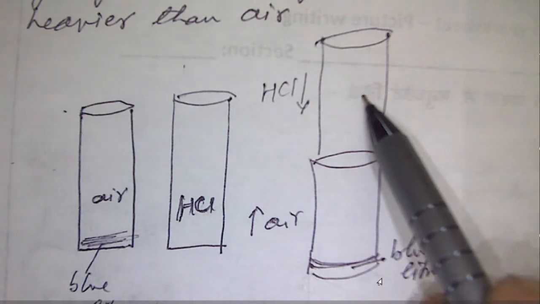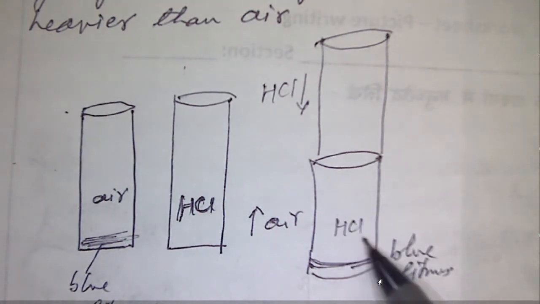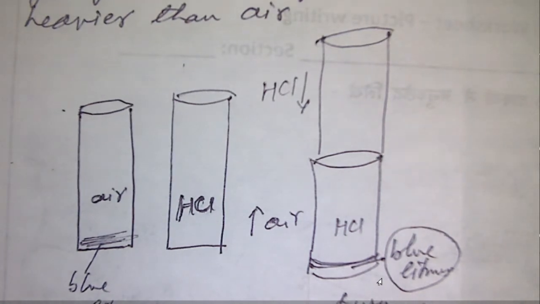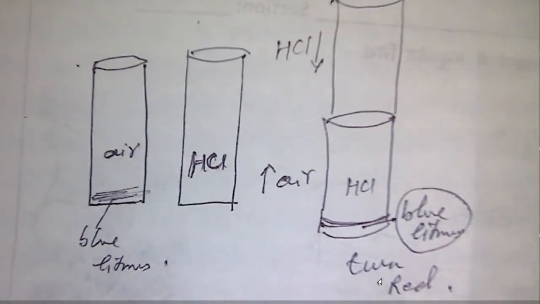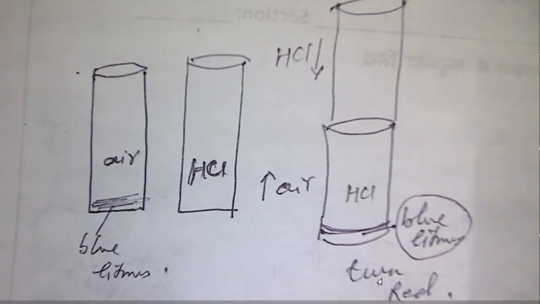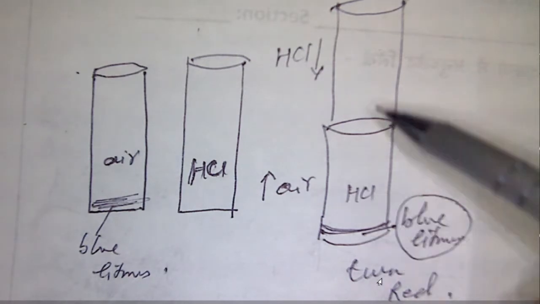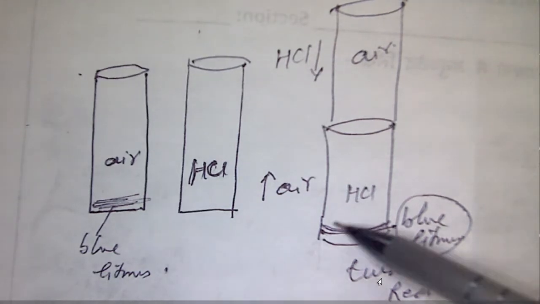So when this happens, what will happen? You'll see slowly at the end, this whole thing will be filled with HCl. That means this blue litmus turns red. Blue litmus turns red. So what does that mean? That means HCl which we had taken here has slowly moved and it has filled here. That means air will go here, isn't it? This container we had taken here.